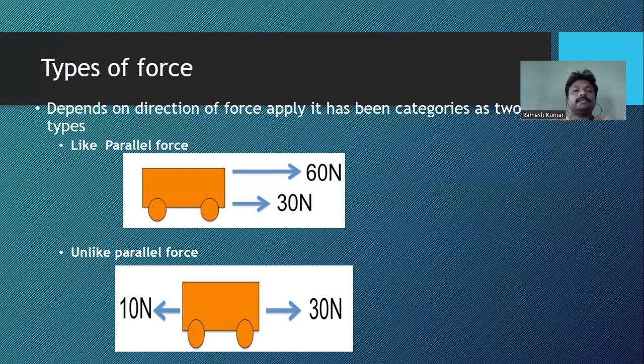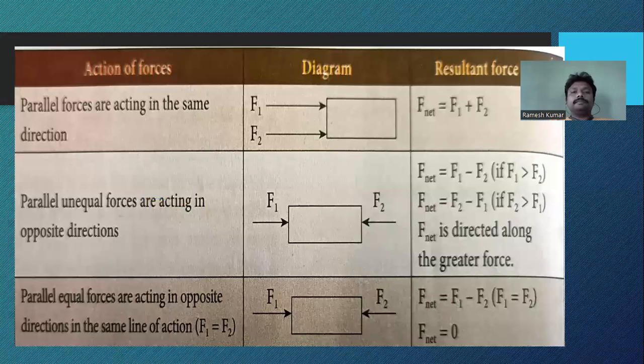Let us explain the next type of force, that is called unlike parallel force. What is an unlike parallel force? If two equal or unequal magnitude forces act on a body in two different directions, this is called unlike parallel force. Let us explain the resultant force. By using this picture, you will get a clear idea of what resultant force is. Let me explain the first part of the resultant force.